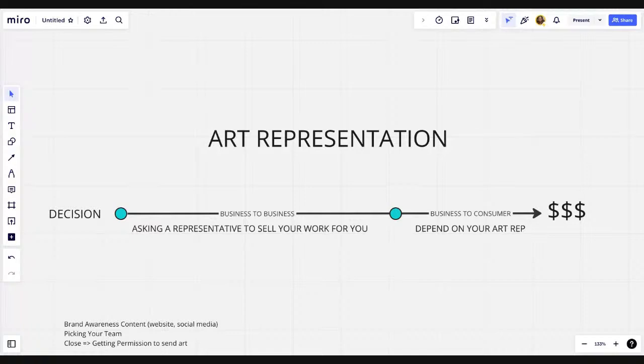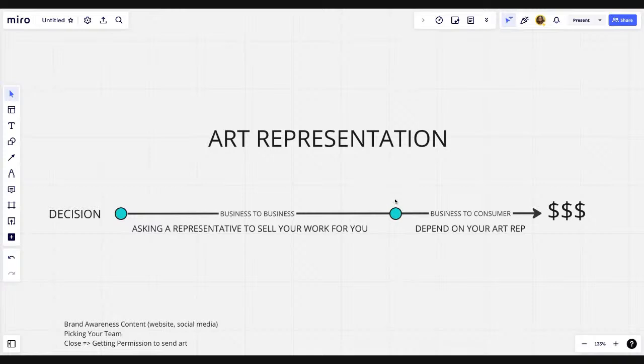So when you make the choice to get art representation, you have to understand the sales process of asking someone to sell your artwork for you. We're going to break this all down. We're going to talk today about the business system you're going to be using to find more galleries.